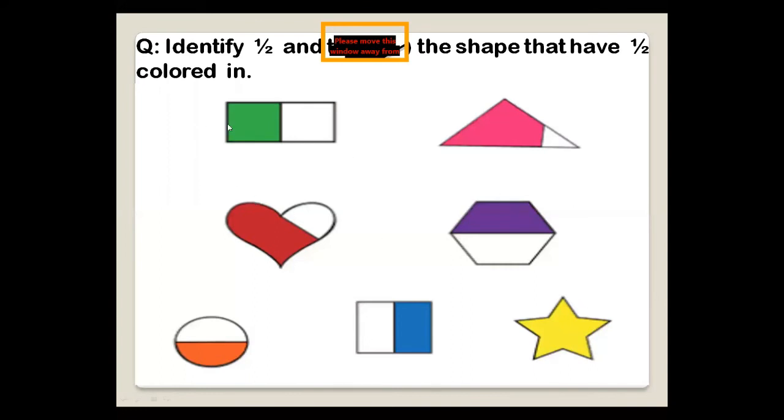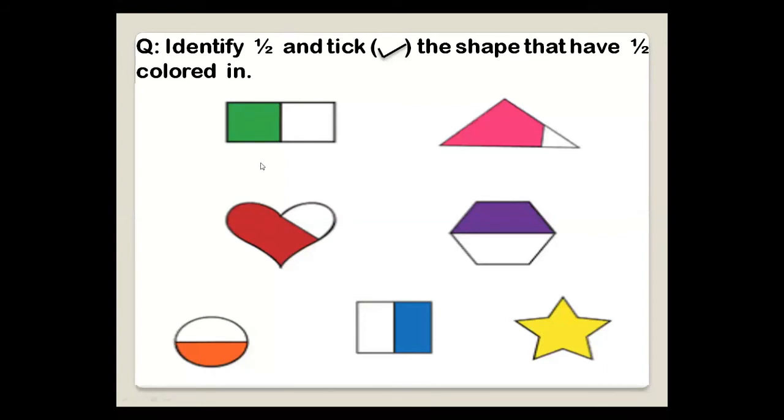Now see, we have different shapes. So first we should find which shapes are divided into two equal parts. See the first one. This is a rectangle. Now see it carefully. Is it divided into two equal parts or not?